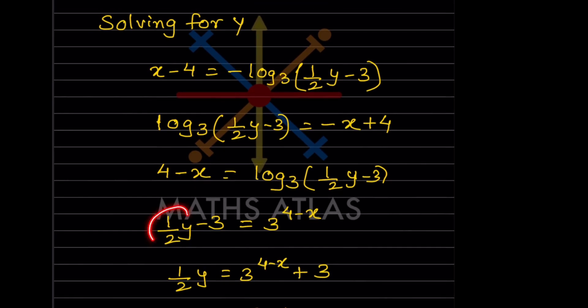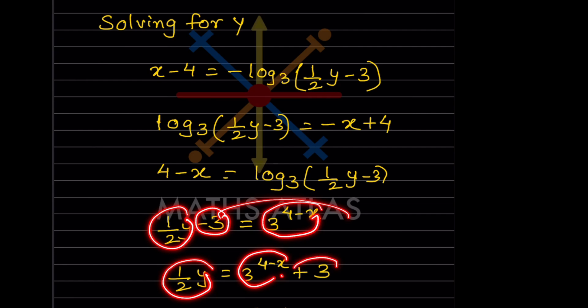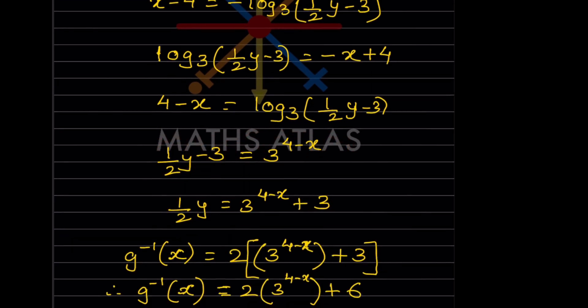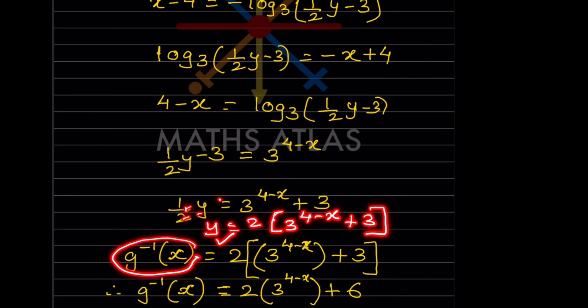Now here 1 by 2, this is y. How will you write here? This will be the same. Minus 3 will go on the other side, that is going to be plus 3. We can also write one step over here. So y is 2, because this goes on the other side, so 1 by 2 is going to be 2, and this is going to be 3 raised to 4 minus x plus 3. So this y is g inverse x, and this is 2 times 3 raised to 4 minus x plus 3.